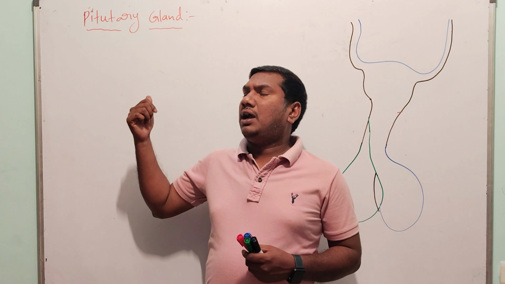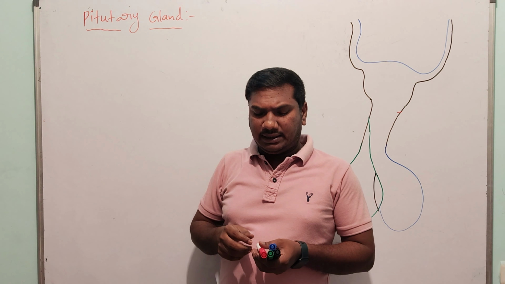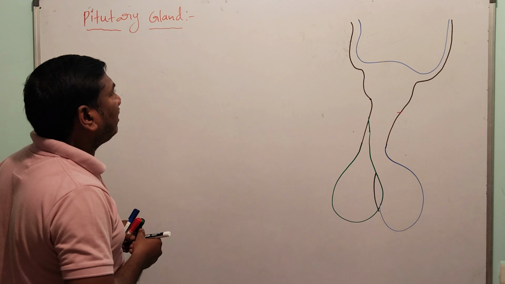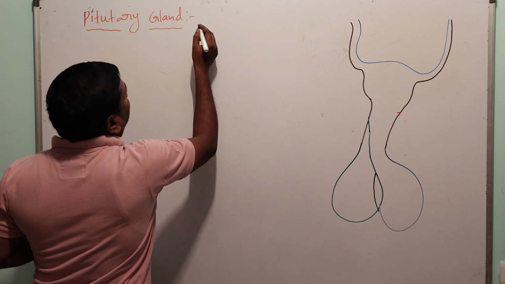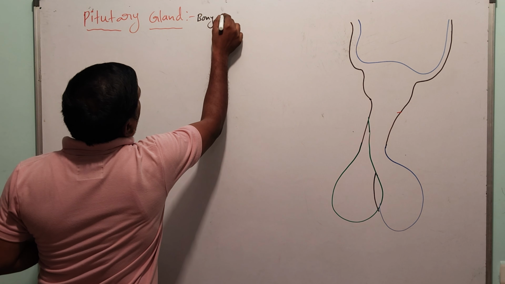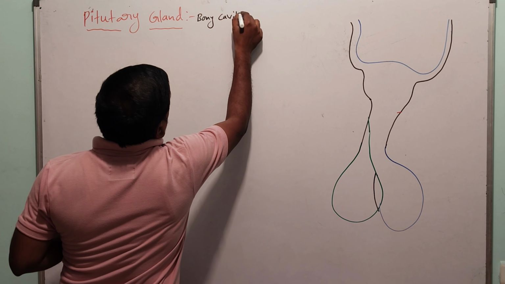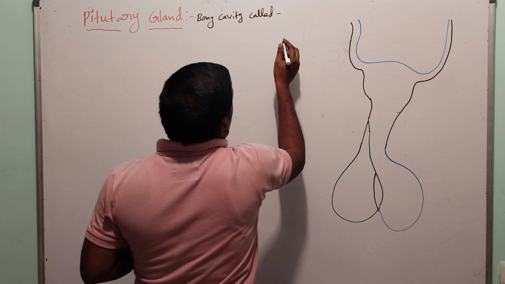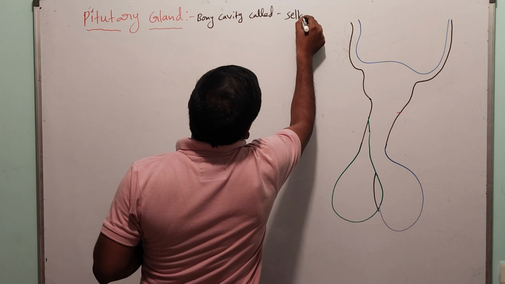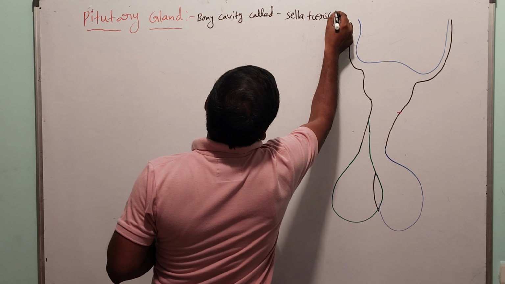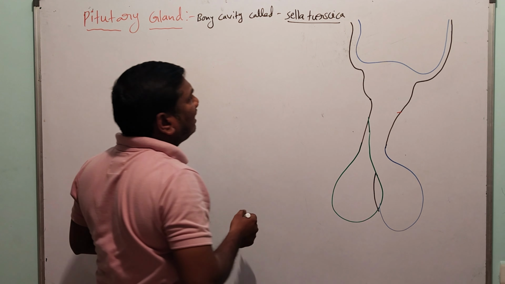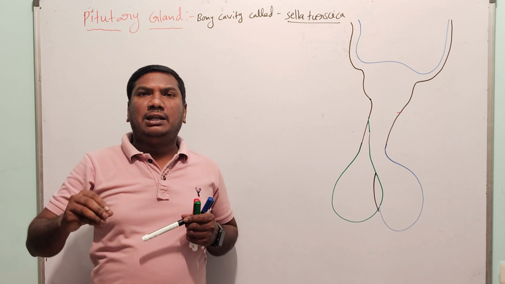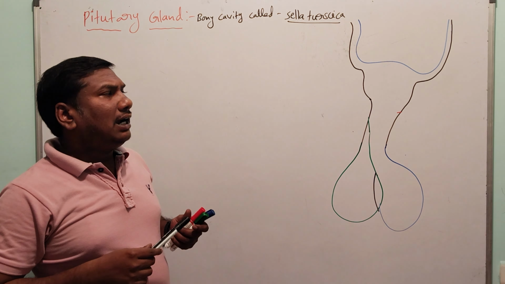The topic is gland, pituitary gland. Next one is the pituitary gland. In its location, the pituitary gland is located in a bony cavity called the sella turcica. The bony cavity region is called sella turcica. The hypothalamus location, these are present in the bony cavity region.